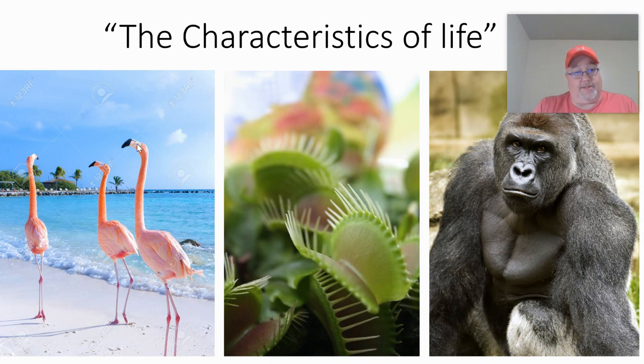Obviously, one is of some pink flamingos. In the middle, we have some Venus flytraps, which are kind of unique types of plants. And obviously, on the right, we have a gorilla. So, today's theme or topic, I guess, is really what do all of these living things have in common? Including ourselves, I suppose, too. So every living thing shares a certain set of characteristics, and that's sort of what we're going to go after today and try to understand what those characteristics are.